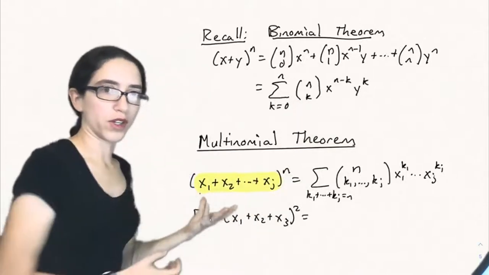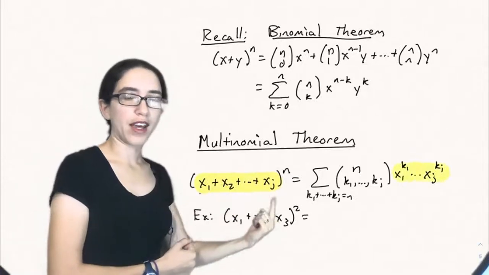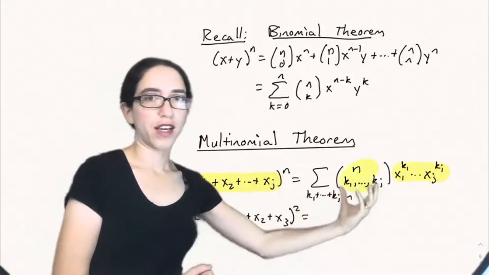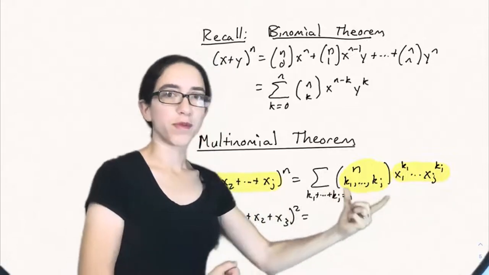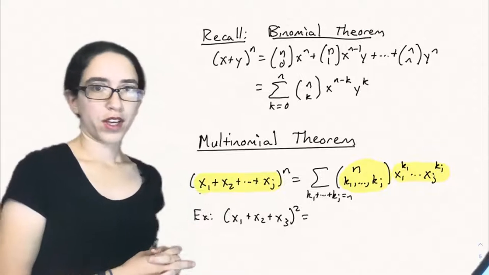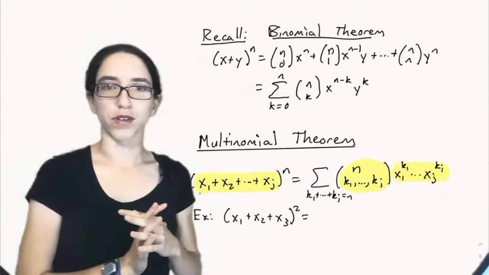Now, for multinomial coefficients, we take a multinomial, x1 plus x2 up to xj, and raise it to the nth power. Its expansion has, as the coefficient of x1 to the k1 up to xj to the kj, the multinomial coefficient n choose k1 through kj. I'm not going to prove this here in this video, but you can see the textbook for more details.